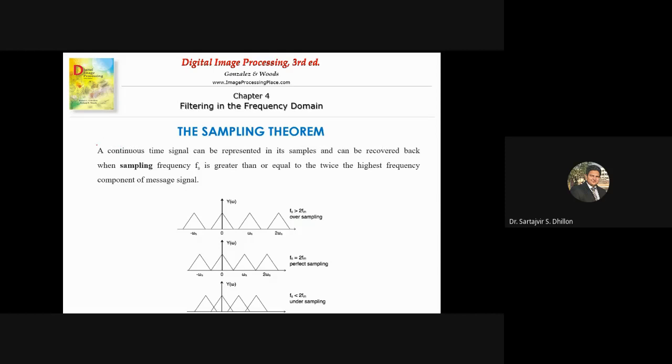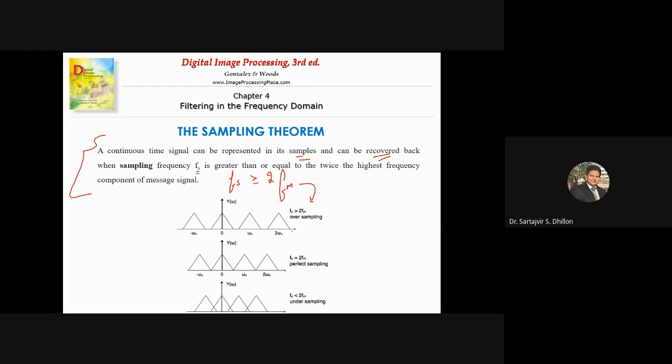Now let us start with the sampling theorem, and hopefully you are all aware of that. What is the sampling theorem? In simple terms, we can say a continuous signal can be represented in its sample form and can be converted back to its original form. The only condition is that the sampling frequency fs is greater than or equal to twice the highest frequency of the message signal. This is a standard formula that is mentioned here, equal to or greater than.